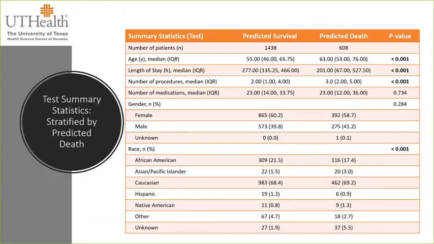Here we can see the patient characteristics of the clean test dataset stratified by the predicted mortality. There was a significant difference between the two groups in age, length of hospital stay, number of procedures received, and race. There was no difference between number of medications received and gender. The only difference compared to the training dataset was that in the test summary statistics, the difference in number of medications between predicted outcomes was not statistically significant.